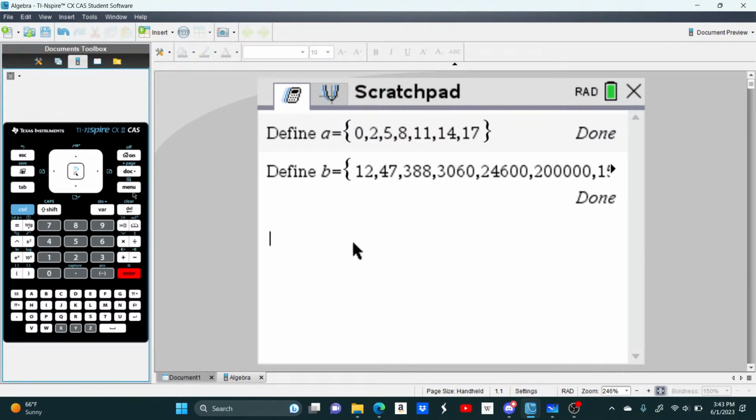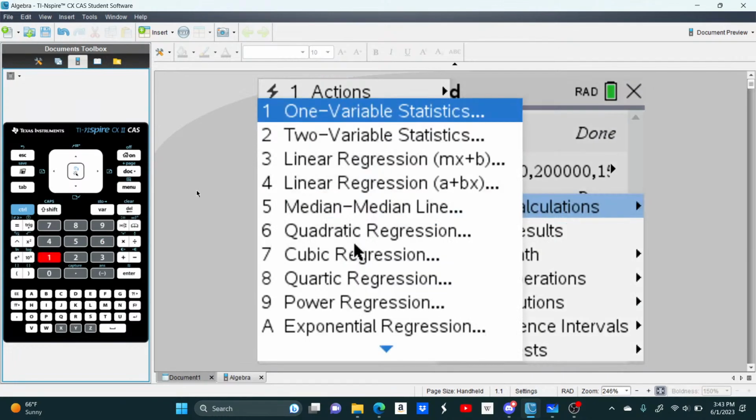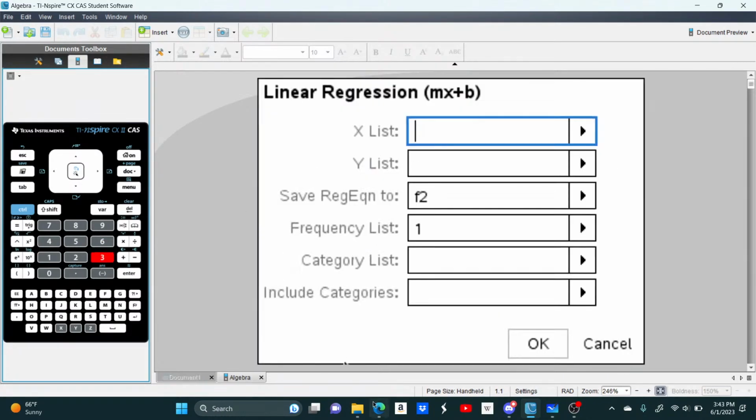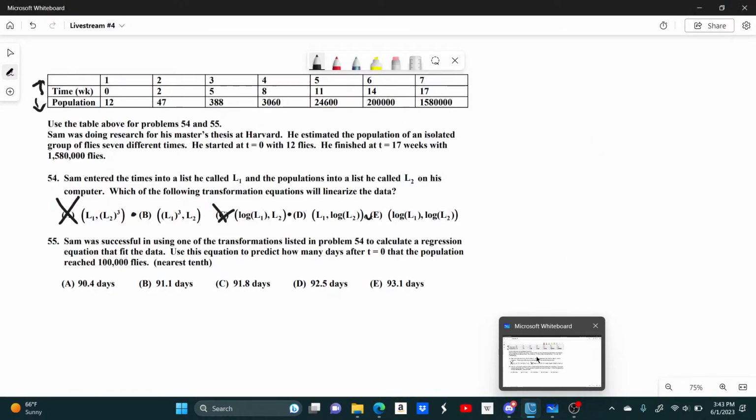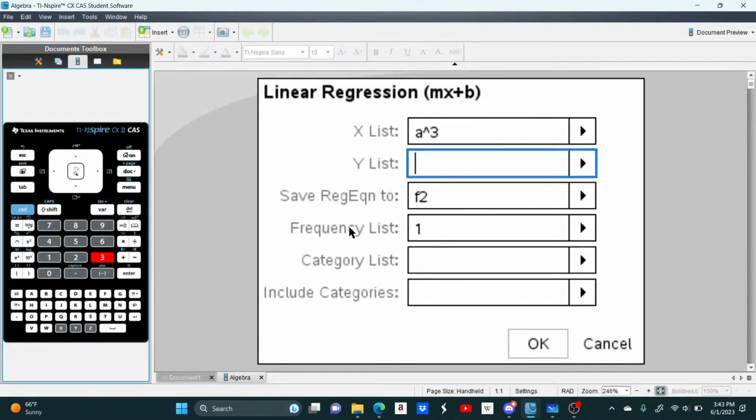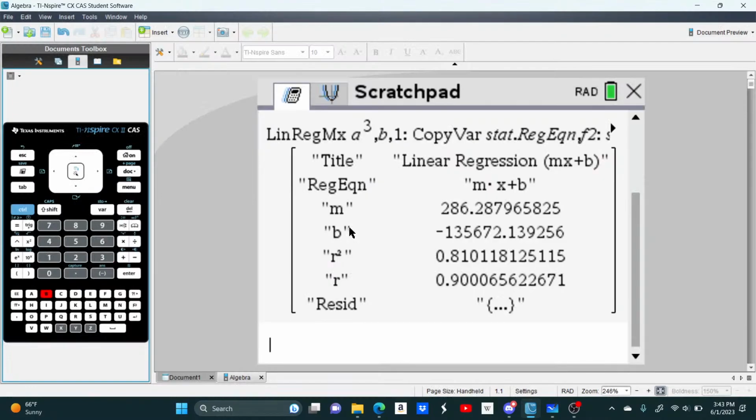And now what we can do, we go to menu, 6, stat calculations, and here's our linear regression. Here's where we can see which one of these is going to work. So B would be cubing the A's, or cubing the first list, cubing A, and leaving B alone. So here we go. A cubed and B. Let's see, oh, we get an R squared of like 0.81, so that's not very good.